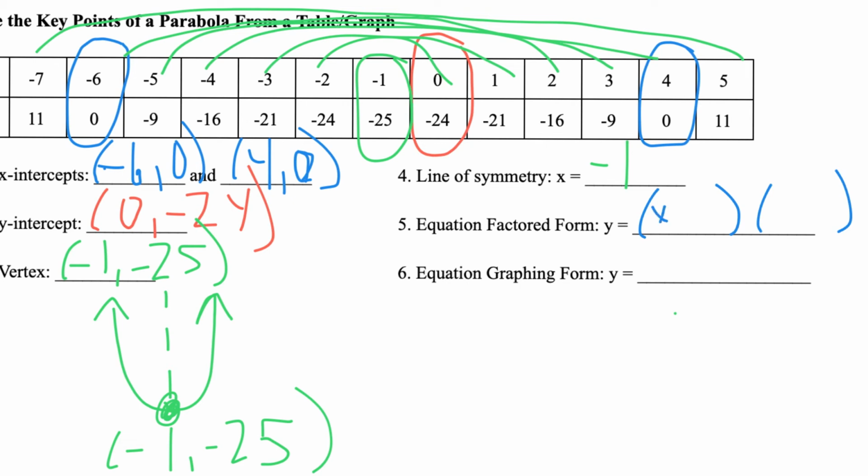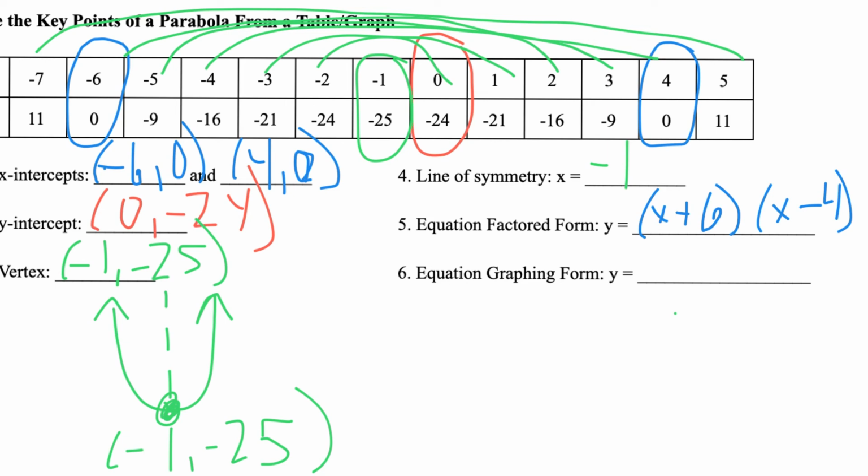Both of these are going to start with just x, and then all we need to do is look at our x-intercepts and think about what the opposite of them would be. If our x-intercept is at negative 6, that means that our first factor is going to be x plus 6. If our other factor is at positive 4, that means our other factor is going to be x minus 4.